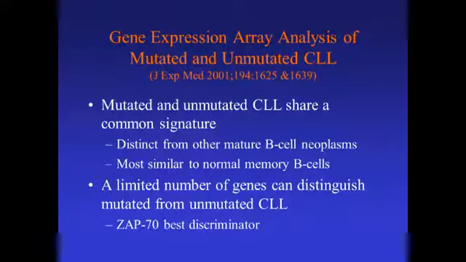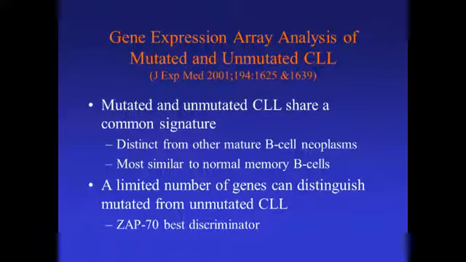Basically what was discovered, and again, two landmark studies that appeared in the same issue of the Journal of Experimental Medicine by Lou Staudt and Riccardo Dalla-Favera's group, indicated that both types of CLL, mutated and unmutated, share a common signature that's distinct from other B-cell neoplasms like follicular lymphoma. Interestingly enough, they were both similar to memory B cells, again arguing that they're both antigen experienced, which is also what the immunoglobulin gene data says.